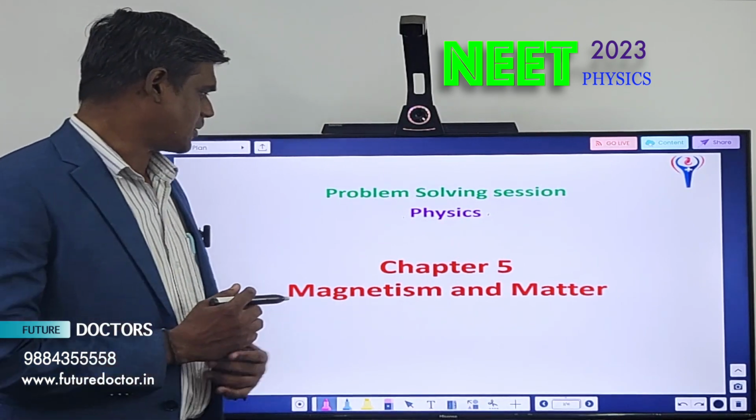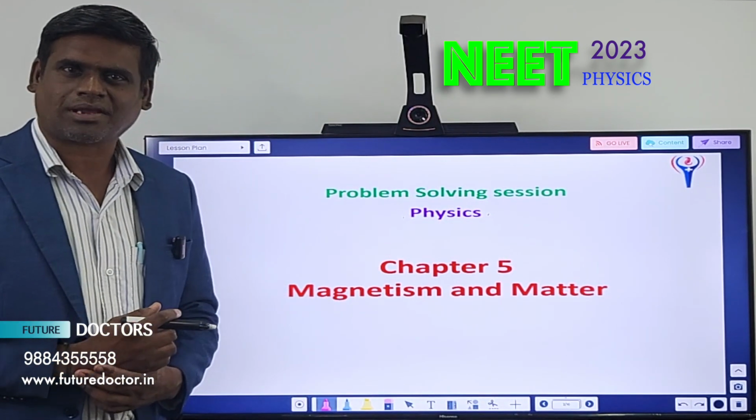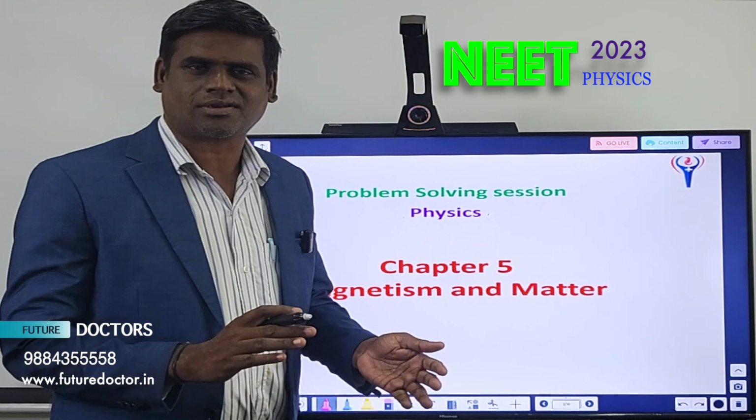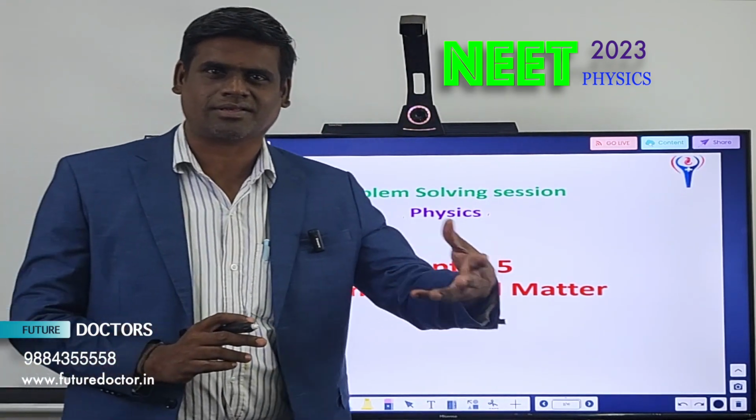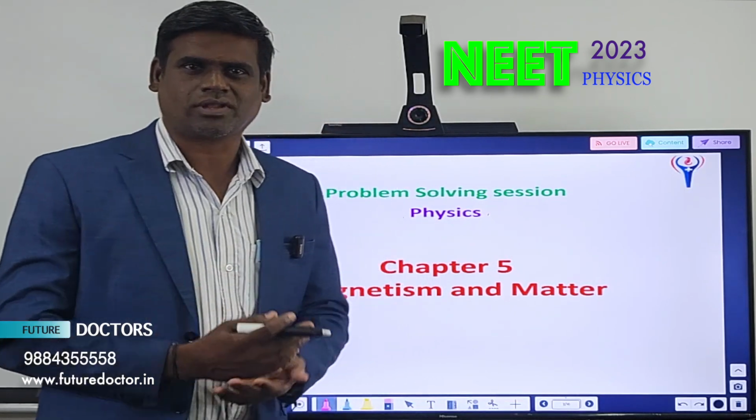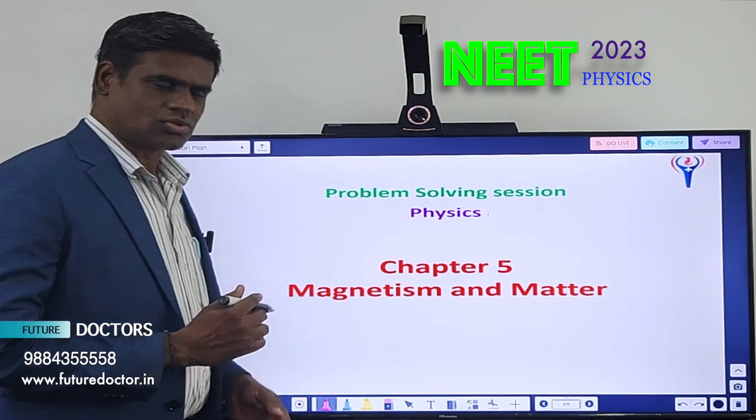Topic chosen today is from Chapter 5, Magnetism and Matter. And today is not a problem solving session, but a problem questionnaire session. That is, 7 questions will be spread in this session, and in the next session we will solve the solutions for these questions. Let's move to question number 1.